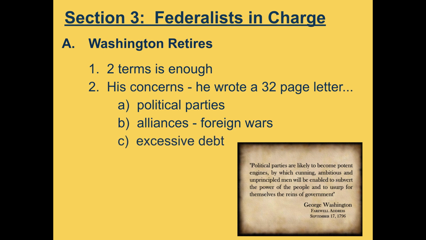And then, how about this one? Don't have excessive debt. Do you think George Washington would believe $32 trillion is excessive? I think so. $32 trillion is a lot of debt. That's America's debt, by the way. It's a lot. And it's getting bigger all the time.